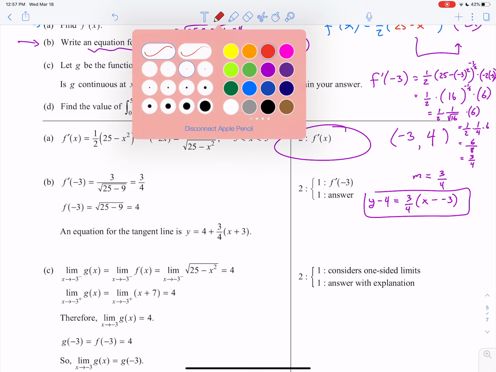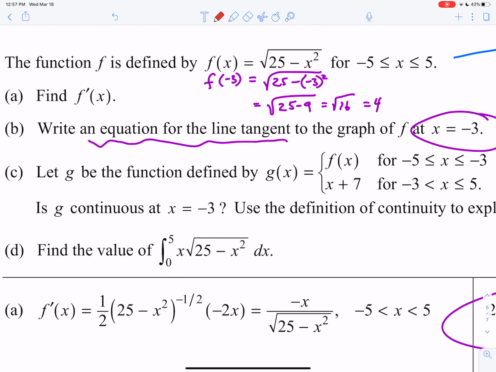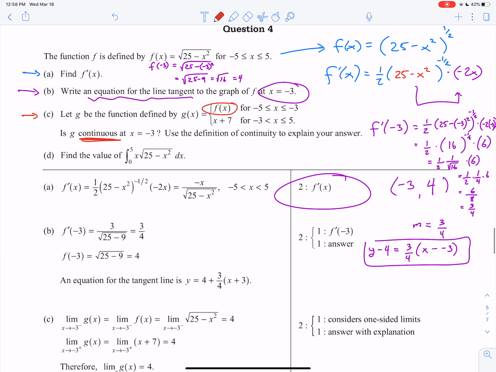Part C, they're asking us to take a look at this new function g, which is a piecewise function that actually includes f, okay? And then they're asking you, is g continuous, okay? So this is just like 2011, I think it was question 6. To prove continuity, we have to show what happens with the three conditions, okay? Now, in this case, they're not telling you that it's continuous. They're asking you if it's continuous here, okay? So what you want to do is you want to see if it's continuous at -3.